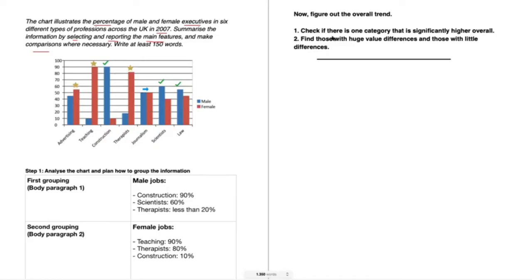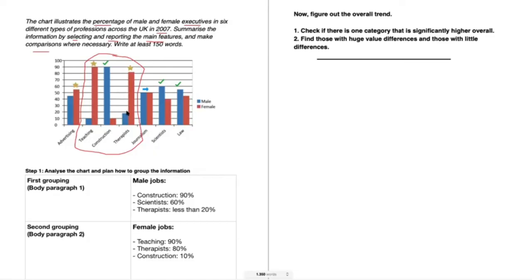So I'm going to move on to step 2. I'm going to look at those with huge value differences and those with little value differences. And basically what you see here is there is such a large gap when it comes to 3 of these sectors. So teaching, construction, and therapists. Look at these really wide gaps here. This is what you want to write about.